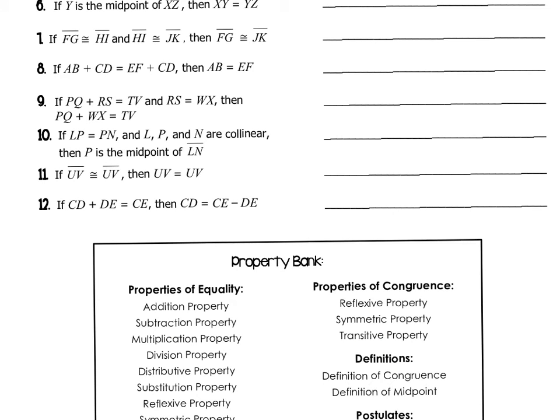Now let's look at number 9 on this page. If PQ plus RS equals TV, and RS equals WX, RS is here, RS is here, then PQ plus WX equals TV. So this is obviously a property of equality, and all they did was a substitution.